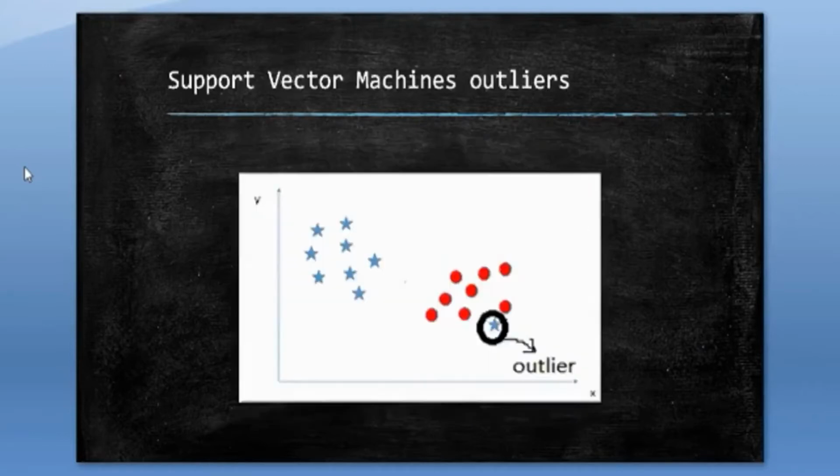Support vector machines outliers. Let's take a look at this example. Here I have two different classes. The problem here is that there is a blue dot in the red dot class, which we call an outlier. So if I apply support vector machines, the model will be very bad and will misclassify a lot of data because of this blue dot, which we call an outlier.